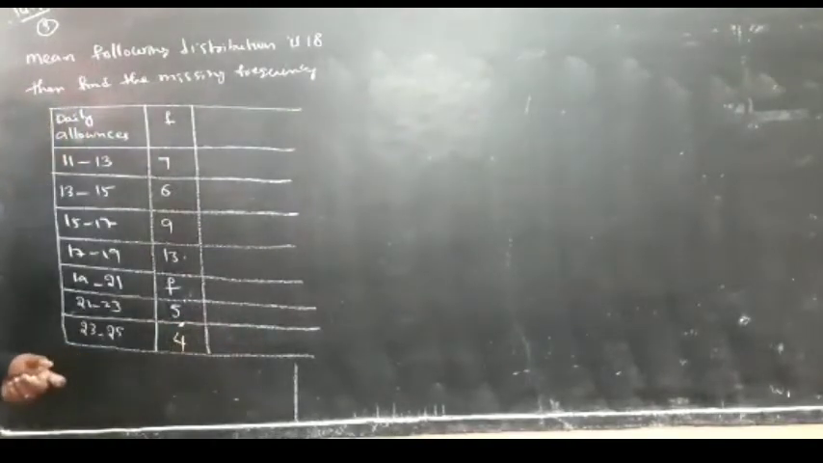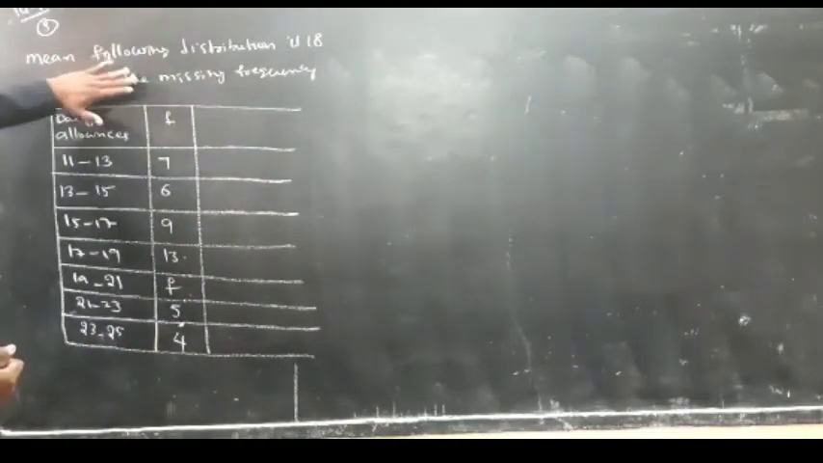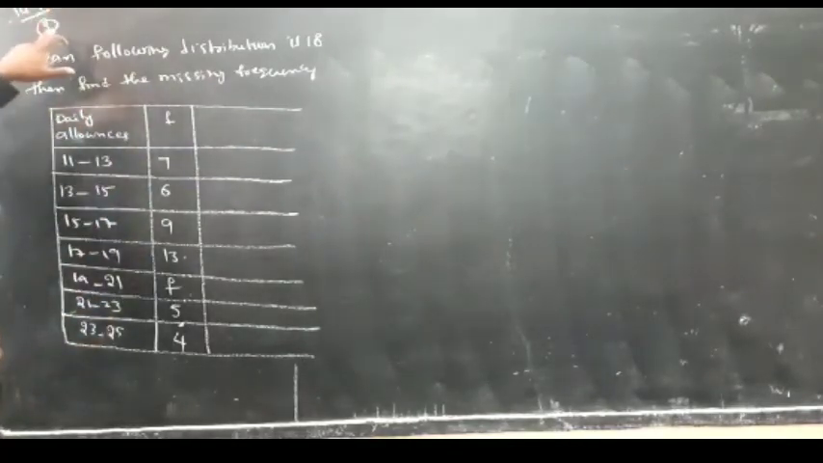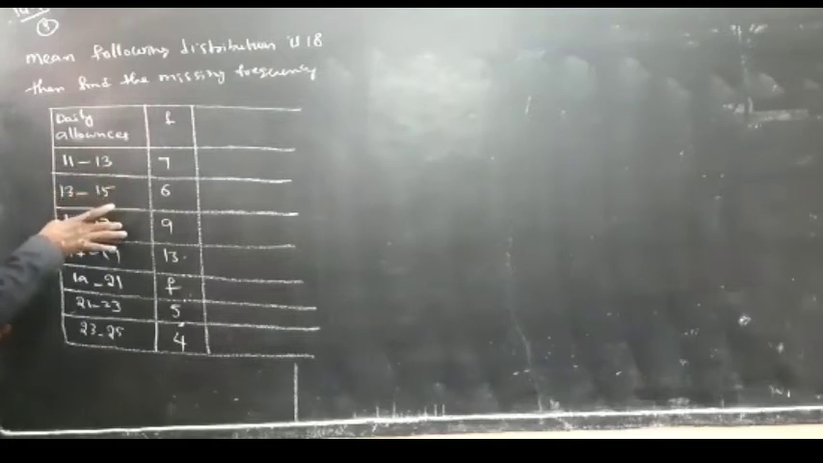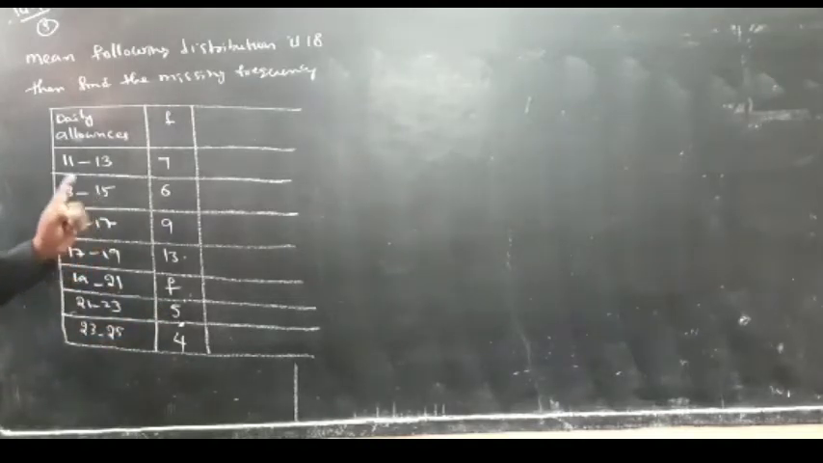Next question, and a very important missing frequency question. Mean of the following distribution is 80. You have to find the value of the missing frequency. Exercise 14.1, third problem. Here daily allowances 11 to 13, 13 to 15, 15 to 17 and frequency 7, 6, 9, 13, f, 5 and 4. You have to find the value of f from this table.